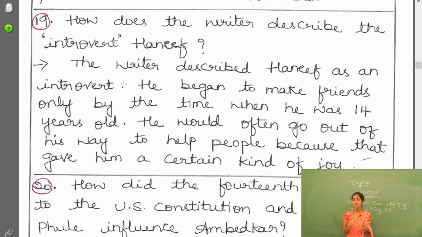Okay, introvert means one who is lost in his own thoughts. So there you have to write like that. The writer described Hanif as an introvert. He began to make friends only by the time he was 14 years old, and he used to help the people. That gave him a certain kind of joy.